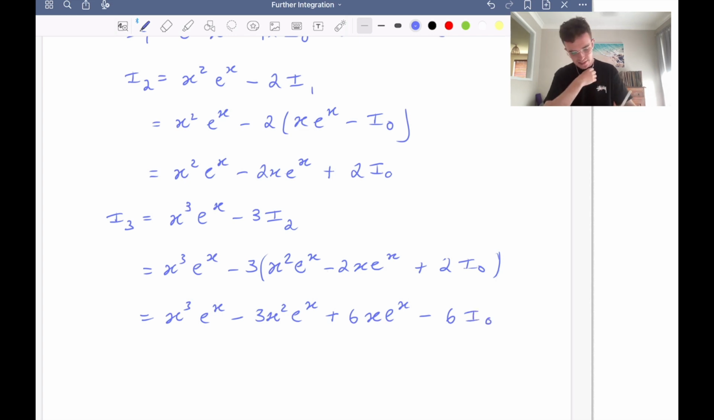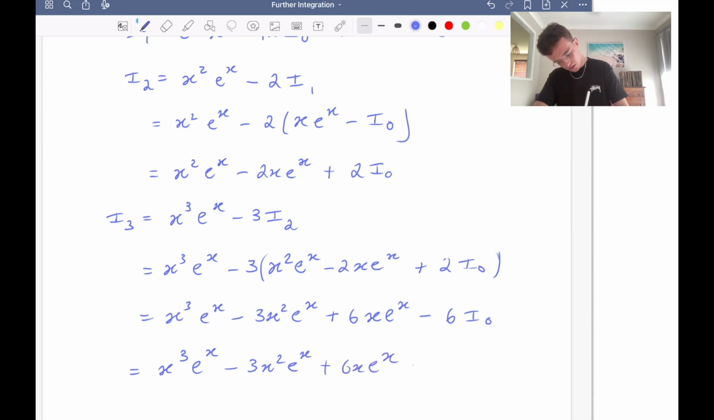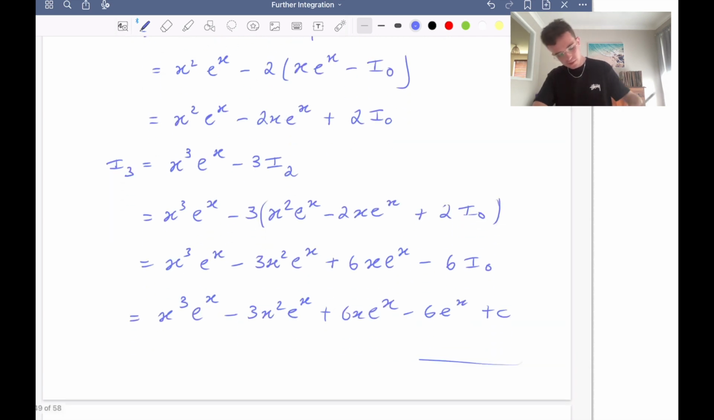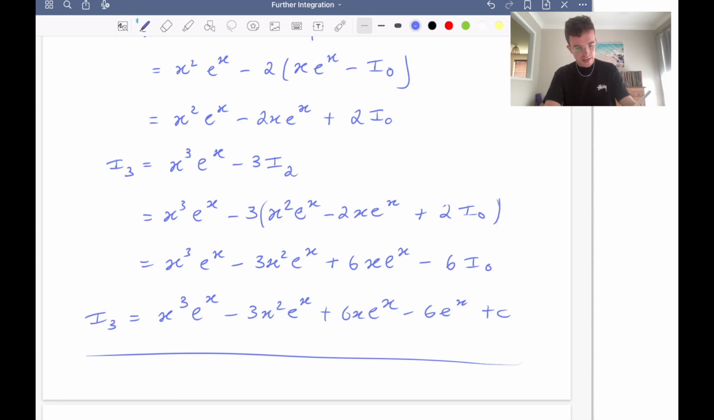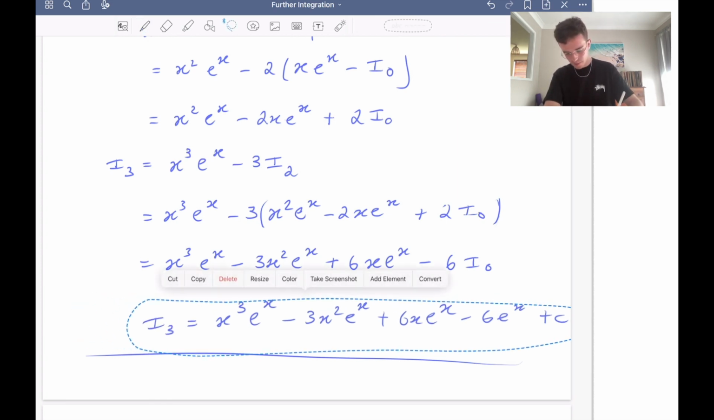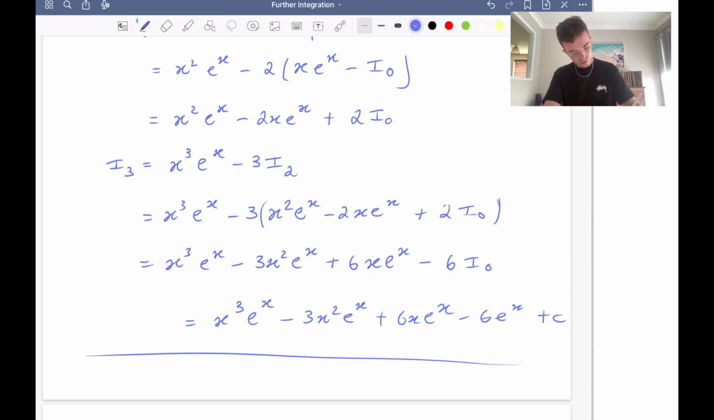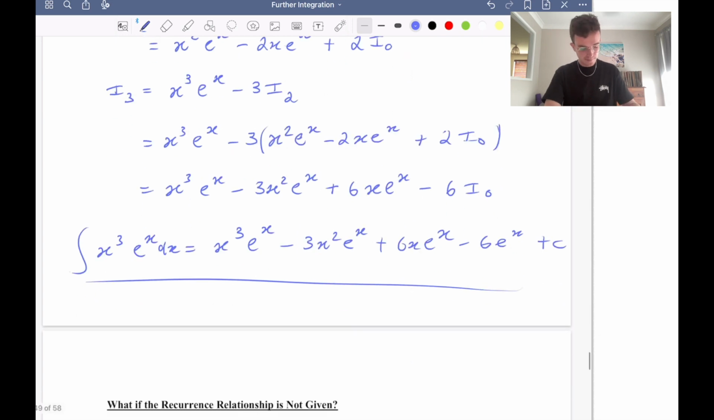Now I0 was e to the x plus c, so this is x cubed e to the x minus 3x squared e to the x plus 6x e to the x minus 6 e to the x, and our plus c remains there. We don't need to say plus 6c because it's just some constant c. So therefore, the integral of x cubed e to the x dx is equal to that. That was a lot of fun. I enjoyed that question.